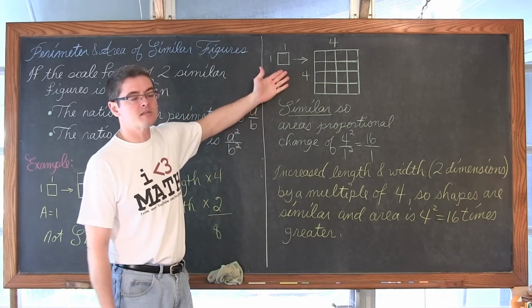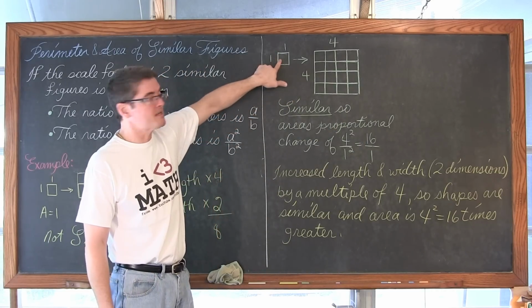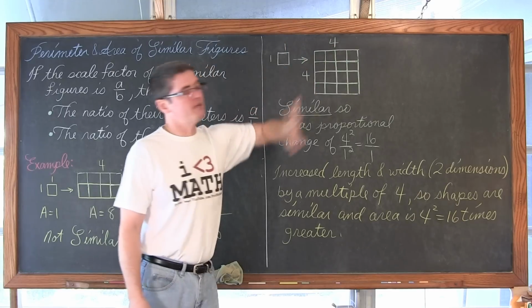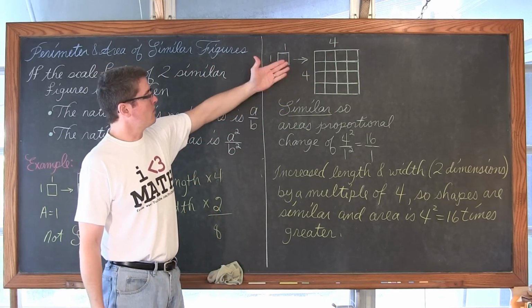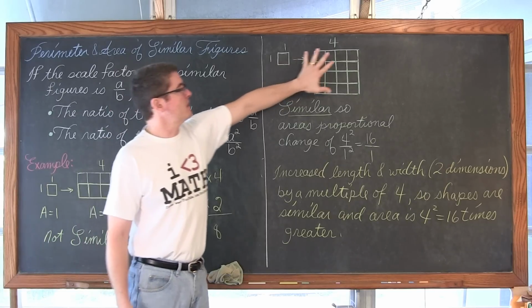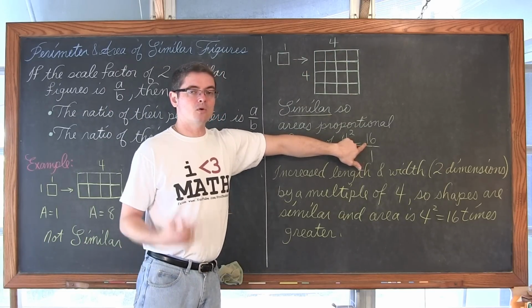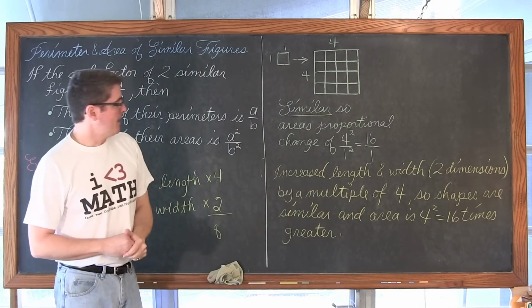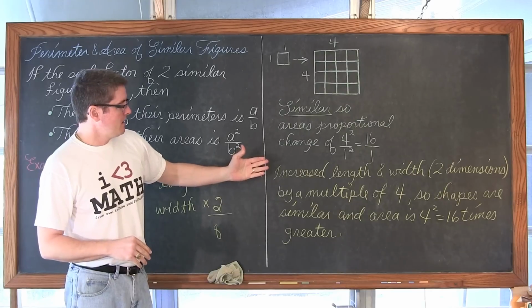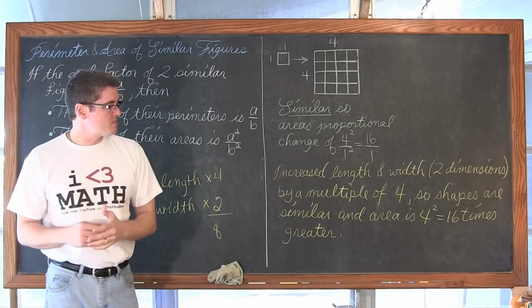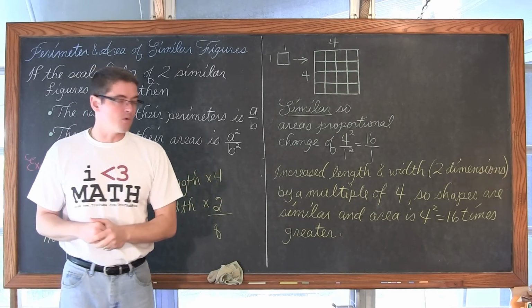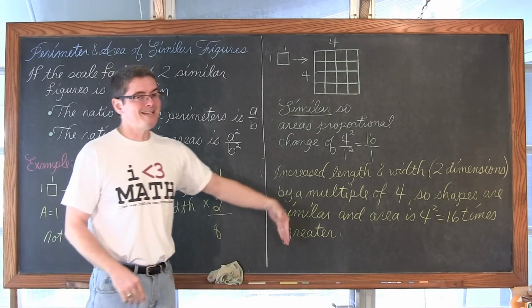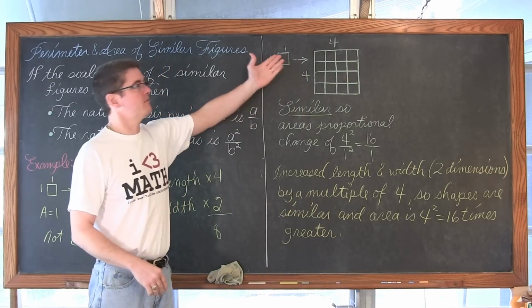Now, of course, I made this example very simple. This does have an area of 1. This does have an area of 16 by doing length times width. But if this area were, let's say, 2, then this area would be 32, or 2 times 16. Increase length and width, 2 dimensions, by a multiple of 4. So the shapes are similar, and the area is 4 squared, or 16 times greater than whatever the smaller area was.